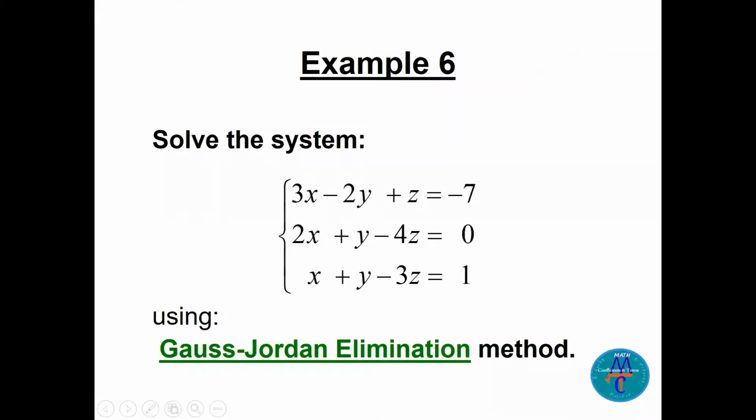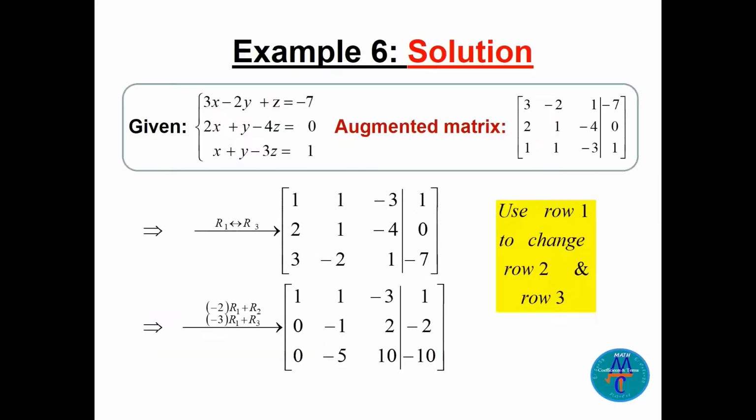Now, if we look at example 6, we see that the system is already arranged, so we can directly use the Gauss-Jordan elimination method by writing the augmented matrix. We know how to write that, it's already there. And now I notice here there is one, the first element here, then I have to change it to 1. So I can take row 3 there, interchange row 3 and row 1. So 1, 1, minus 3, 1 becomes at the beginning here.